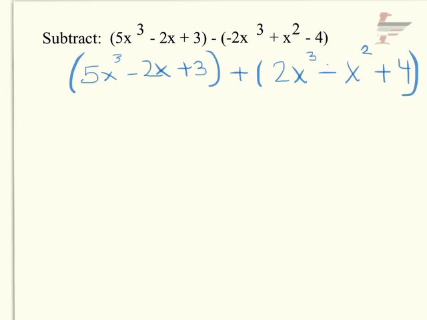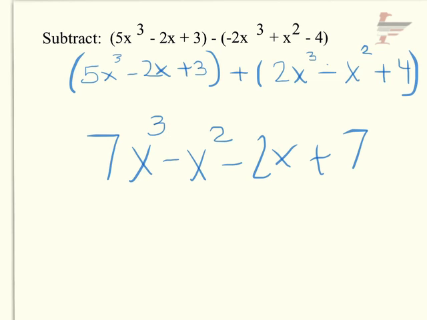And then it's just a matter of combining like terms. So I have 5 plus 2, which is 7x cubed. I have just a minus x squared, and notice I'm putting this in standard form as I go. I have a negative 2x, and I have a 3 plus 4, which is 7. Those should be very easy, so just make sure you be careful when you're subtracting.